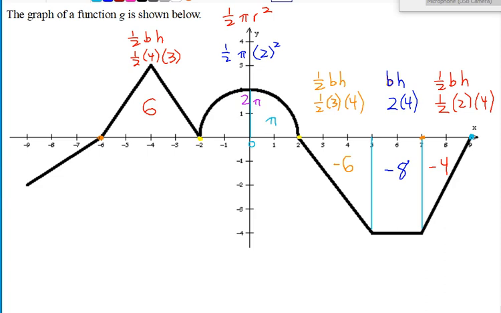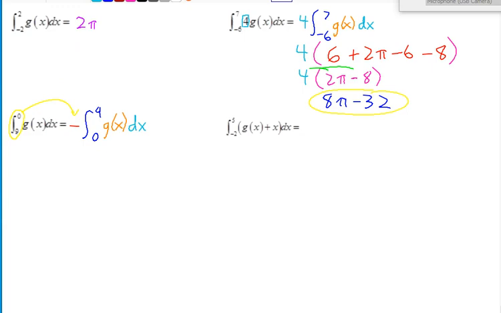So it'd be pi minus 6 minus 8 minus 4, and we've got a negative on the outside. But again, we can simplify within the parentheses first. So that would be negative 14 minus 4, negative 18. But then when you distribute the negative, you would get negative pi plus 18. So that's what the definite integral from 9 to 0 would be.